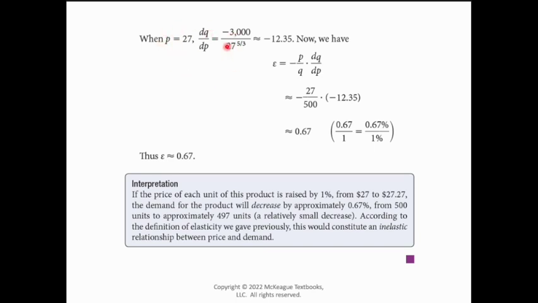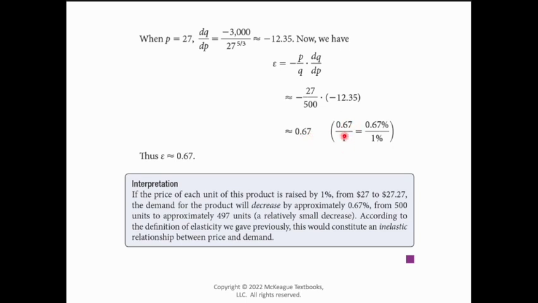So if I plug in 27 for P, the change in quantity with respect to P is going to be a decrease of 12.35. So now we have the change in quantity in terms of the price, specifically when the price is 27. The price is 27, that goes in here. And then we have the quantity is 500 here, and the negative here is part of the formula. When we simplify this, we're going to get approximately 0.67.